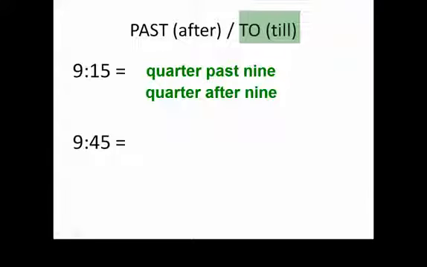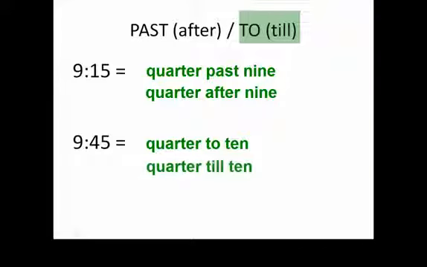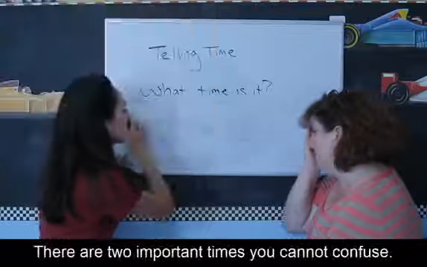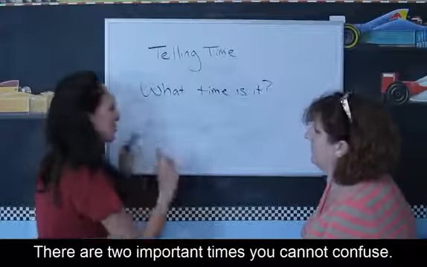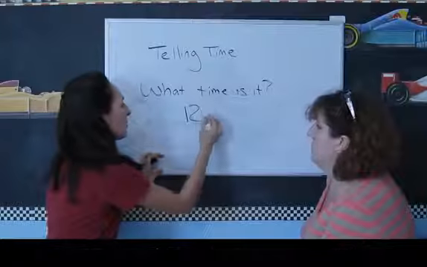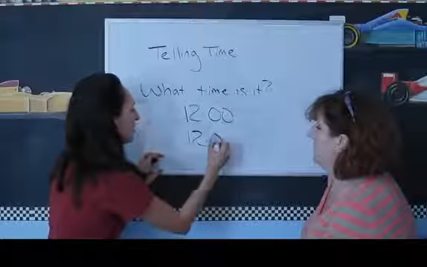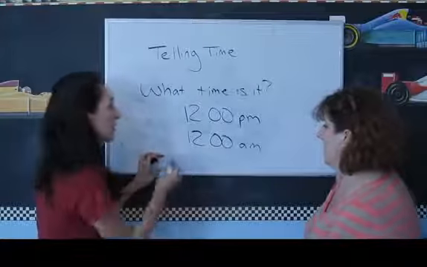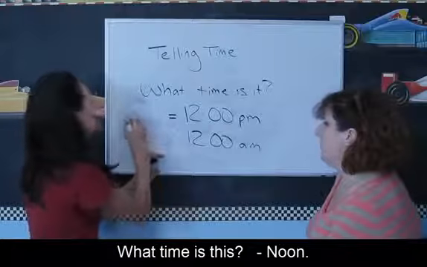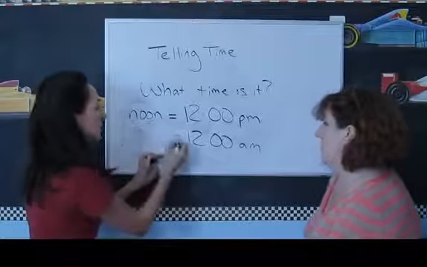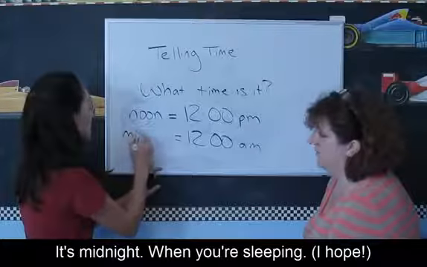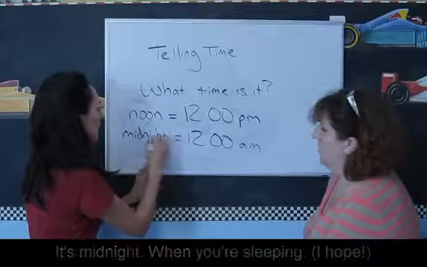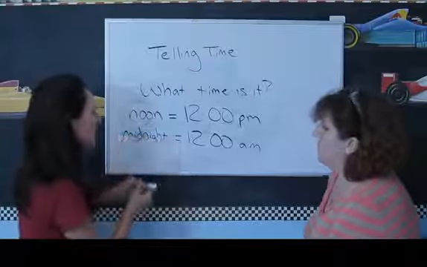We use to for the second half of the clock. For example, 9:45 is also quarter to ten, or 9:45. And of course, there are two important times you cannot confuse. 12 o'clock. But if I say p.m. or a.m., it's different. What time is this? It's noon. Very good. And it's midnight. When you're sleeping, I hope. What time is it? It's noon. It's midnight. Very good.